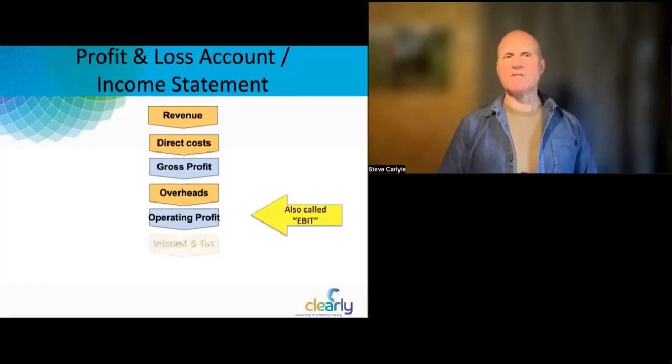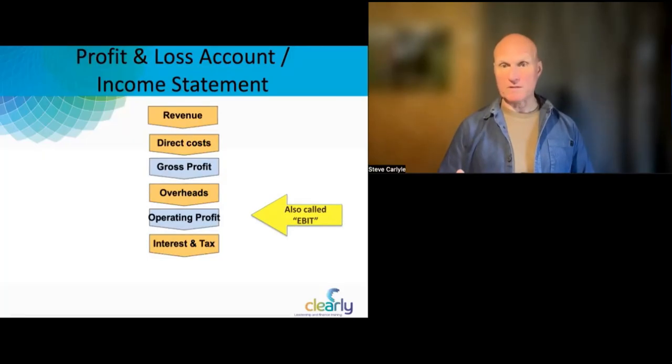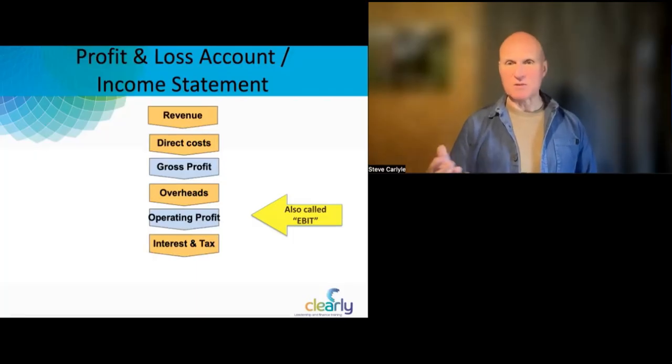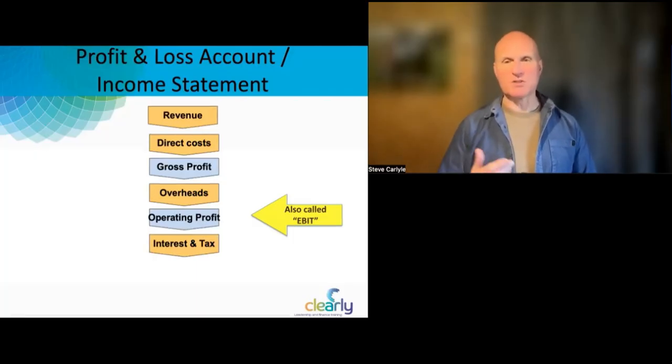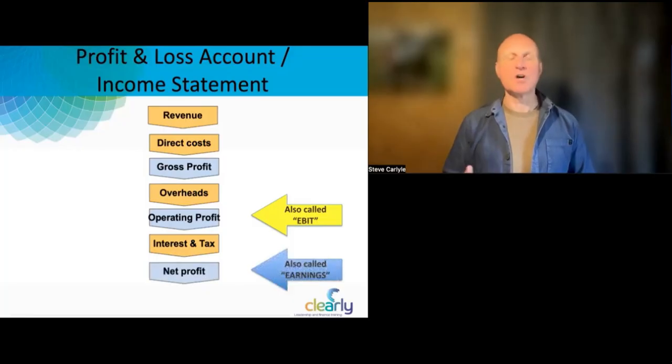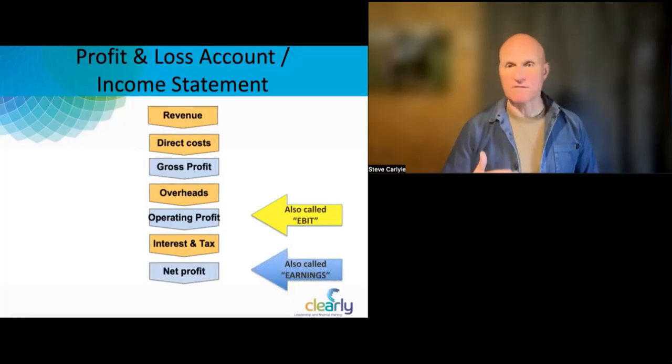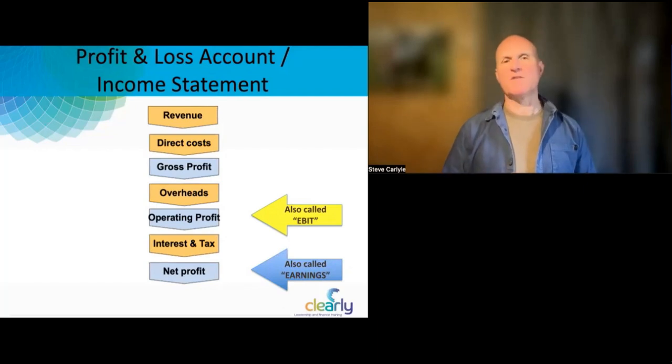I'll add the other couple of bits just for completeness. You'll also deduct interest and tax. So you can budget for the level of interest that you're going to be paying. Obviously, that'll be very important, certainly for your relationship with the bank and also for your cash flow budget, because it will feed into there. And the taxation that you'll pay. And if we deduct those two things, then we'll get our net profit, or as it's also known, our earnings, because that net profit is the profit that the shareholders have effectively earned from the business. So that's what a full profit and loss account looks like.